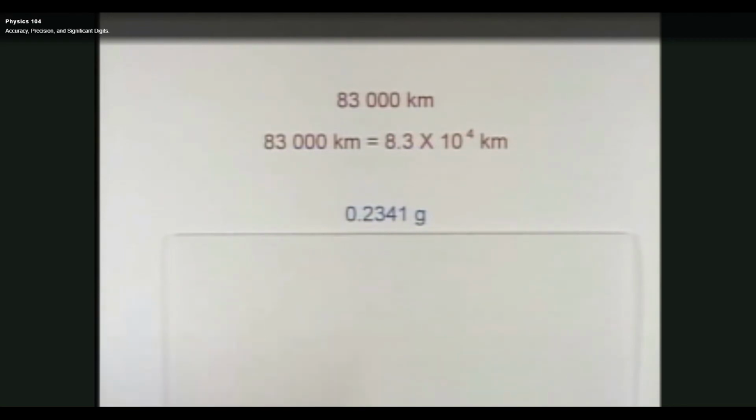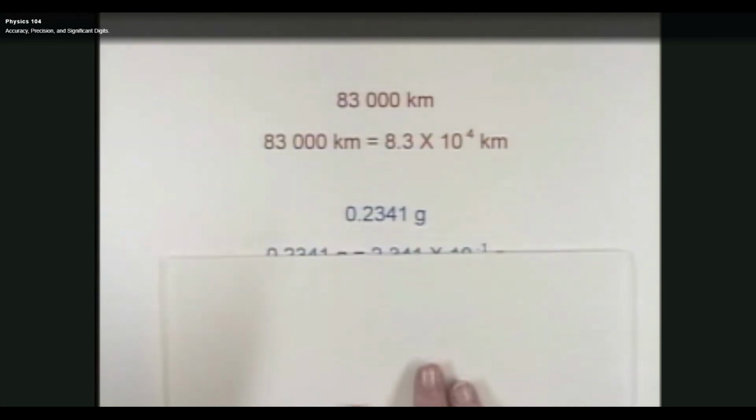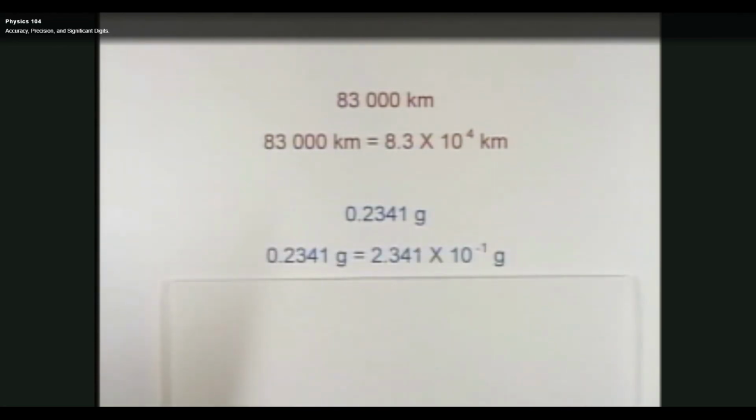The next number is 0.2341 grams. Remember, we've already talked about zeros before the decimal. No measurement is ever started with a zero. Imagine saying that a green bean is 0,000 meters, 0 hundreds, 0 tens, and so on and so on. That would be insane. So this zero is not significant. It disappears when the number is stated in scientific notation. This measurement has 4 significant digits.